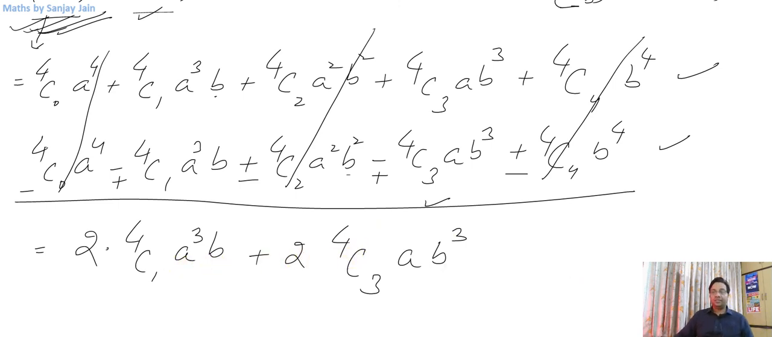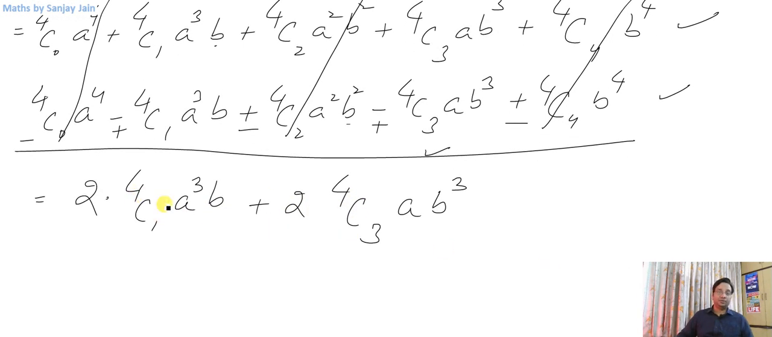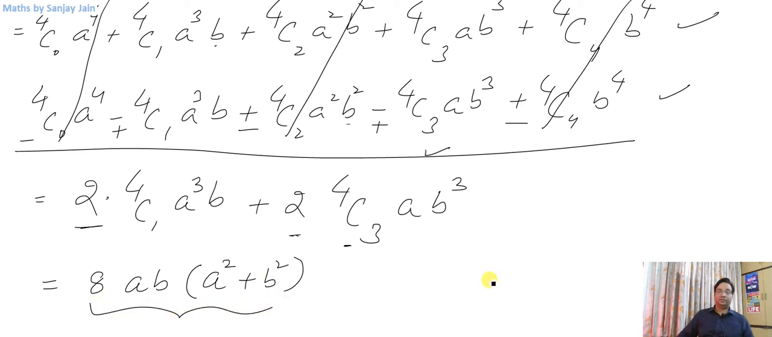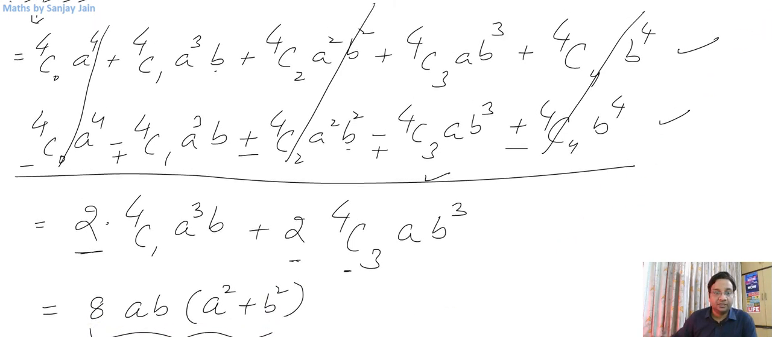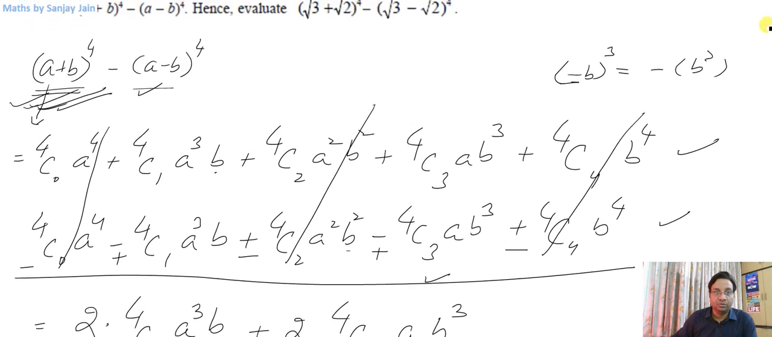What is 4c1 and 4c3? 4c1 is 4, 4c3 is also 4. So 4 into 2 is 8 and 4 into 2 is also 8. So I can take 8 outside, a cubed b and a b cubed. So essentially if I take ab common, I can write it in a more simplified form, a squared plus b squared. So this is the result of these expansions. This is 8ab into a squared plus b squared.